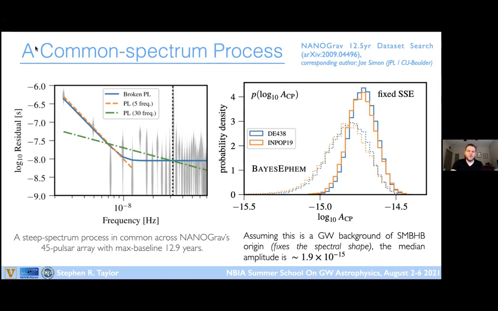So can I ask why there is this contamination? Is it just from the analysis or just the noise model or timing model? Yeah, we think there could be a number of possibilities. We think that there could be unmodeled white noise in the pulsar time series at higher frequencies.